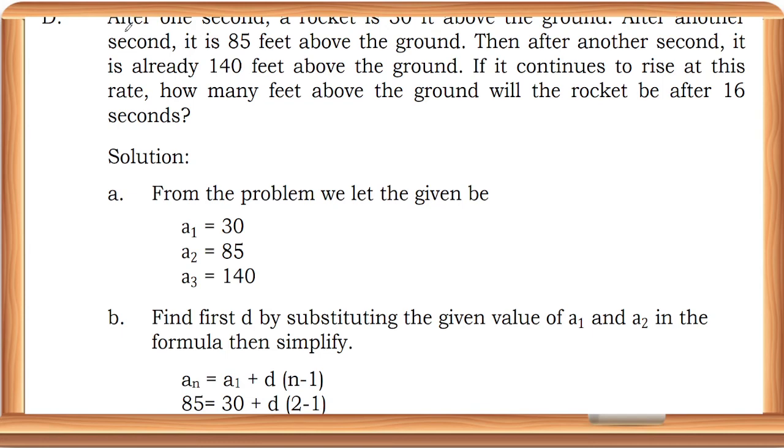Let's read. We have, after 1 second, a rocket is 30 feet above the ground. After 1 second, a rocket is 30 feet above the ground. So that is the first figure. We can use a sub 1 is equal to 30. After the first second. And then another second, it is 85. So a sub 2 is 85. Then after another second, it is already 140.